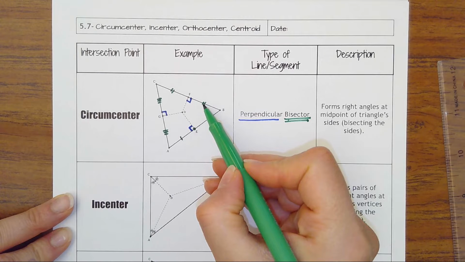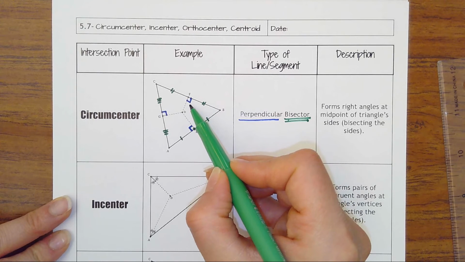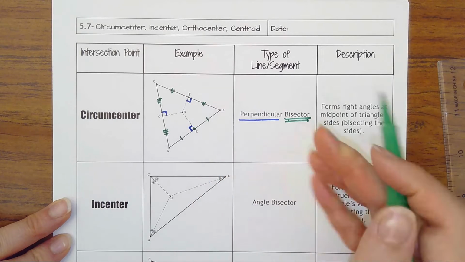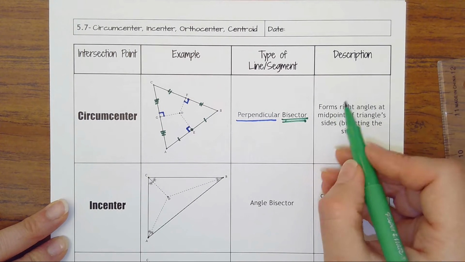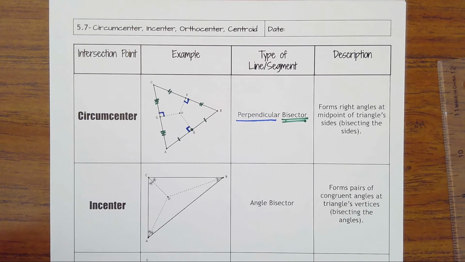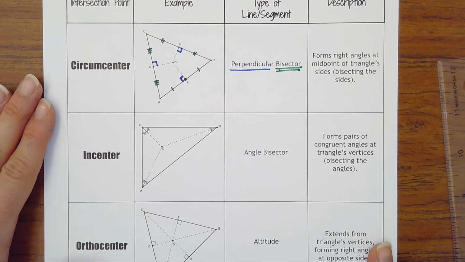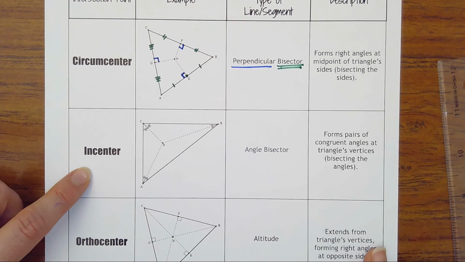And then point G cut AC in half. So you're looking at these little tick marks to tell you it's midway, and you're looking for the right angle marks to tell you it made 90s. And that's what it's going to say here. It's a description: forms right angles at the midpoint of the triangle's sides. It bisects the sides.